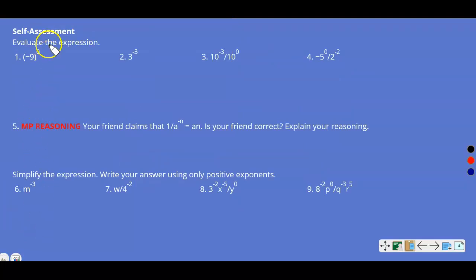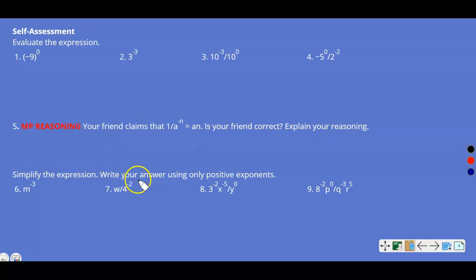All right, self-assessment. I want you to take time and try to do these. There are 4 examples right here using properties of exponents. See if you can simplify those quickly. Then I want you to look at number 5. Your friend claims that 1 over a to the negative n power equals a times n. Is your friend correct? Explain your reasoning.